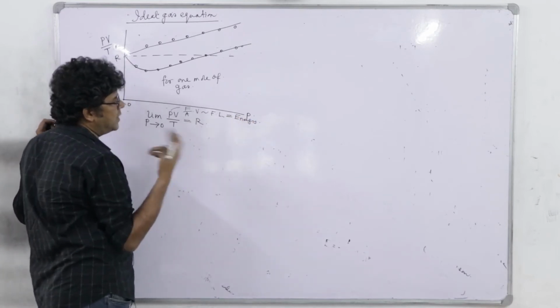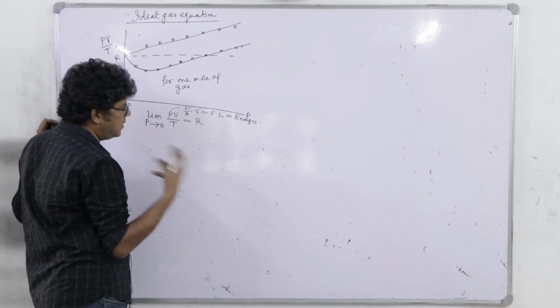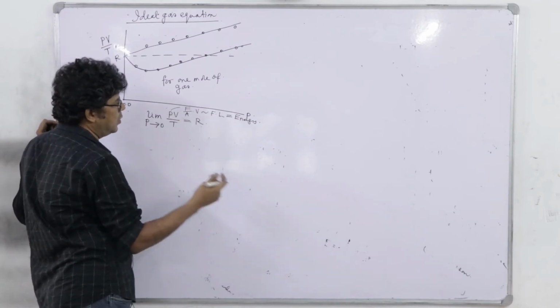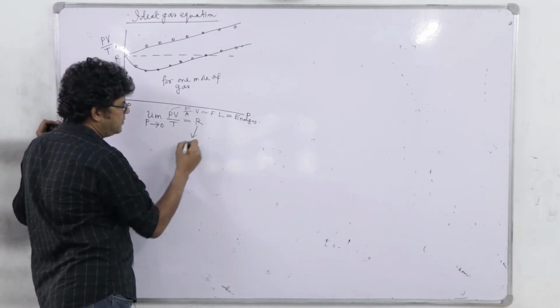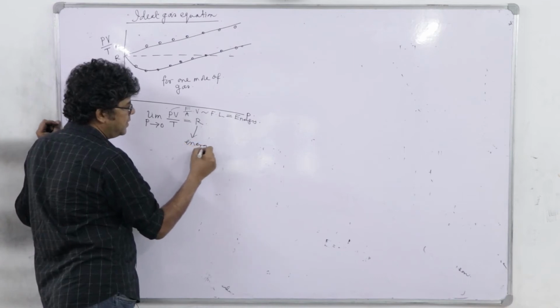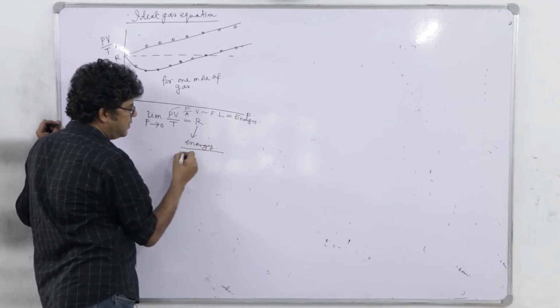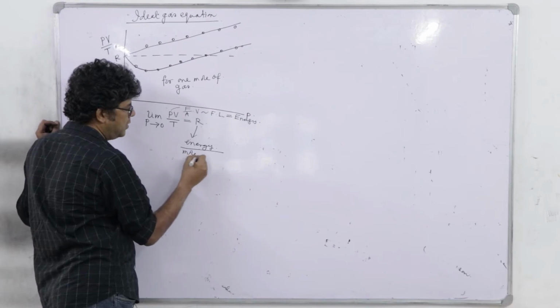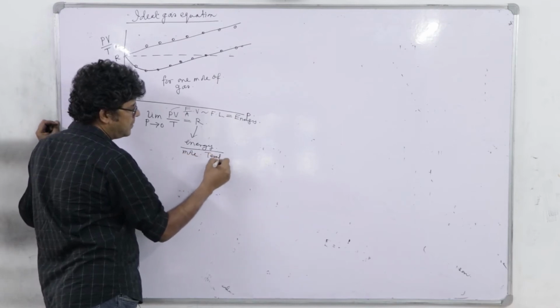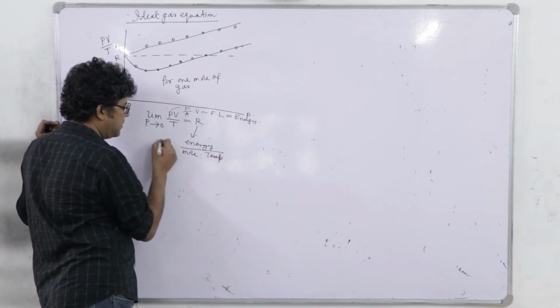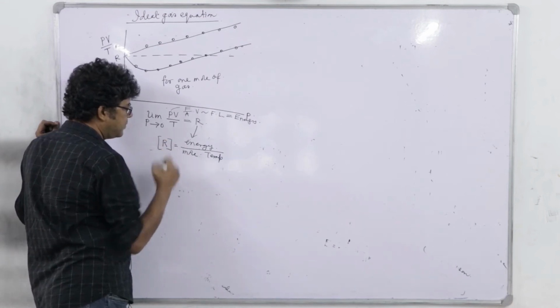So, energy per unit temperature per unit mole. So, the dimension of R should be energy per unit mole per unit temperature. So, that is R.